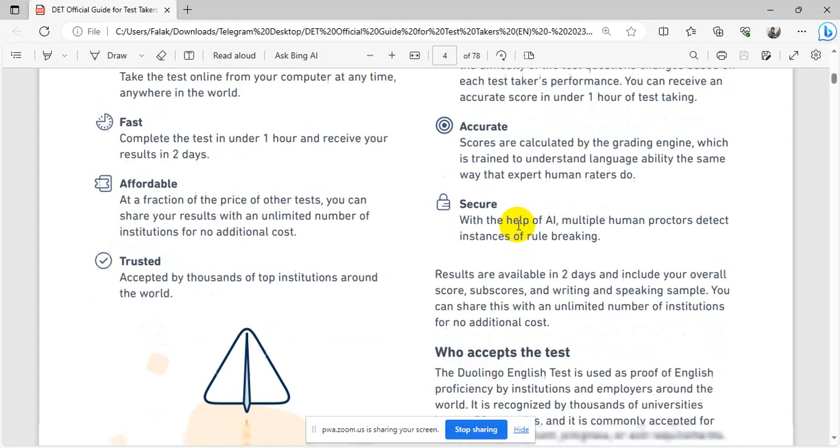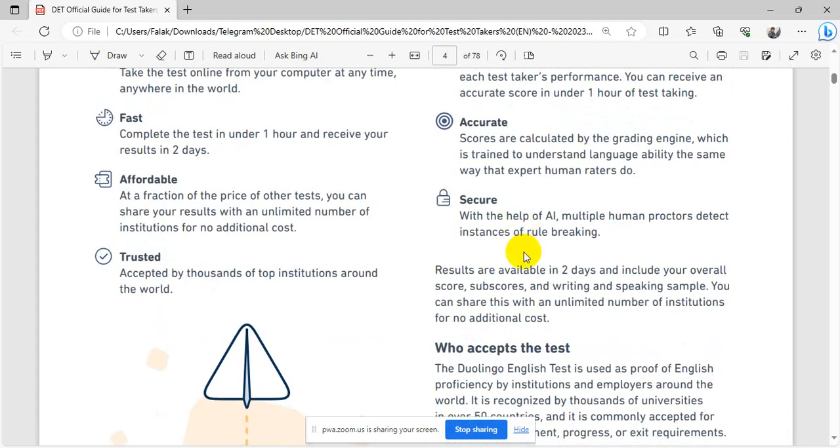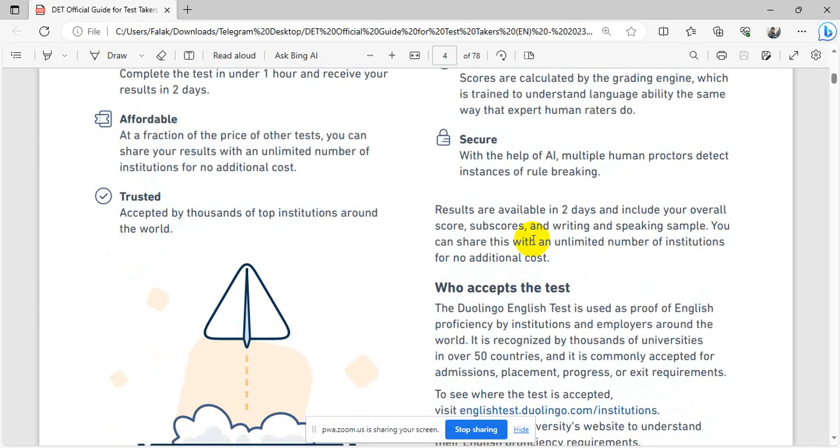So the next thing is that the test is accurate. It means scores are calculated by the grading engine, which is trained to understand language ability the same way expert human raters do. However, machines rate you and give you some scores in the Duolingo test. At the same time, there are human raters. They evaluate your speaking and your writing. So it's not all technology and artificial intelligence. There are also humans that check your writing and your speaking.